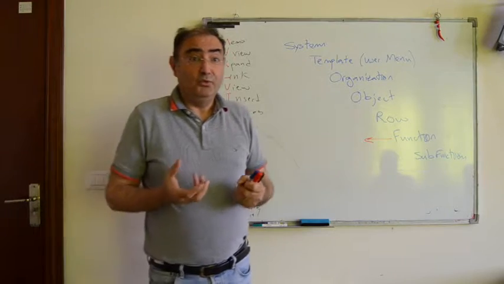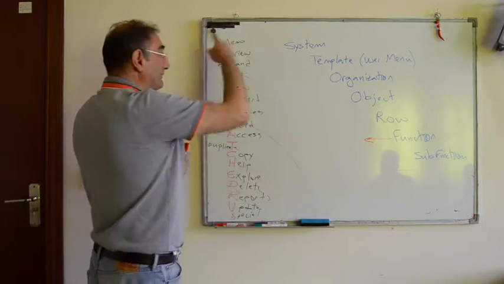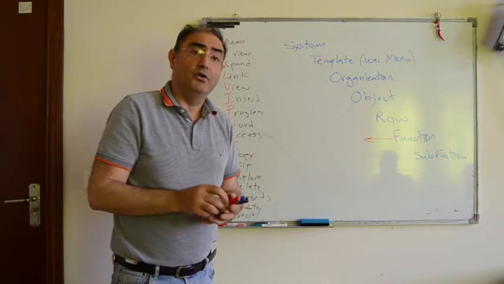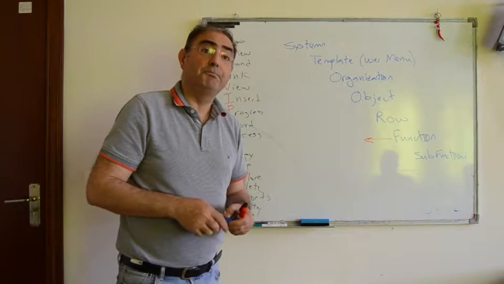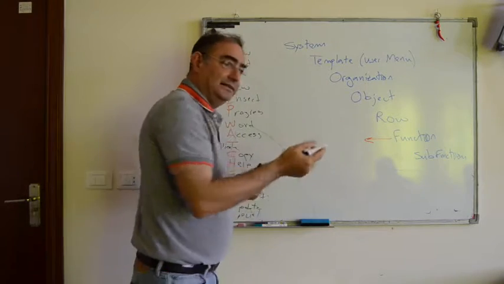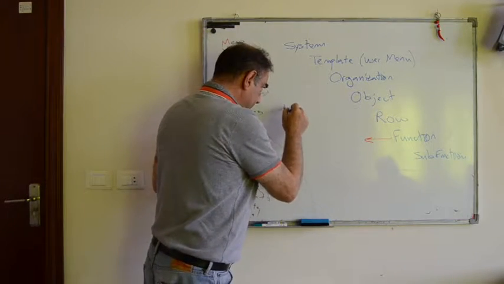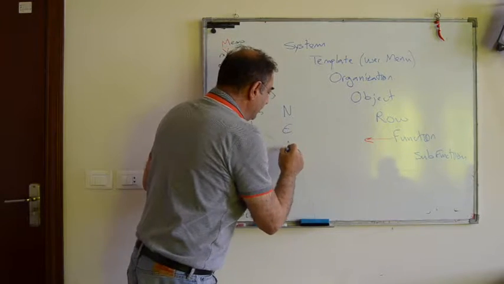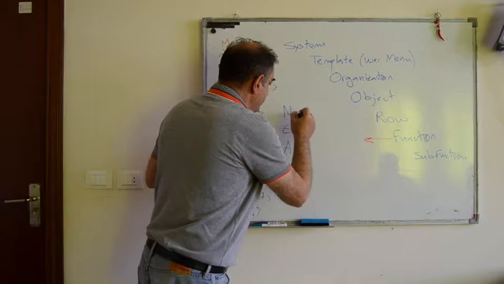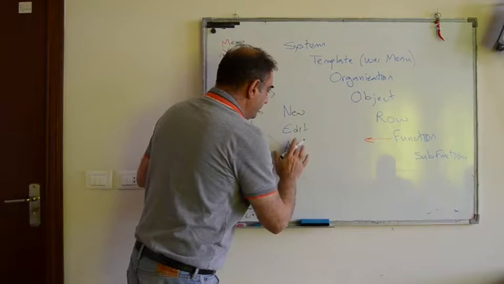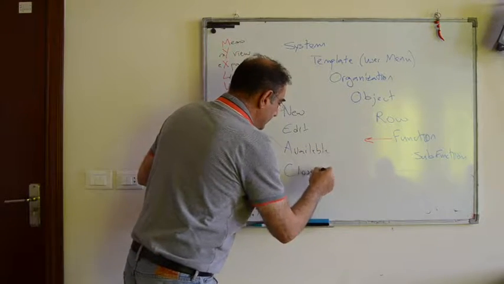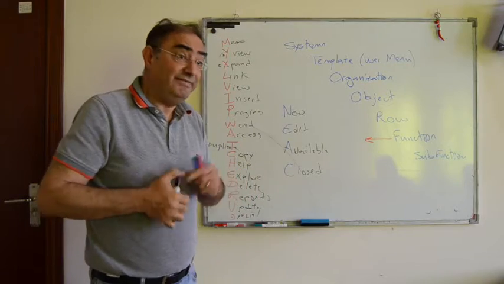Now, what kind of functionality do we have? We have 4 different types of functionality depending on 4 different types of project statuses. Let's say that every status in Prosper can be either new, edit, available or closed. Every status in Prosper.